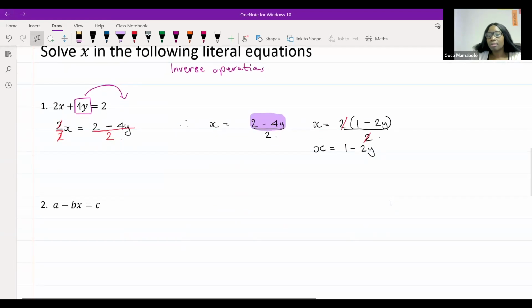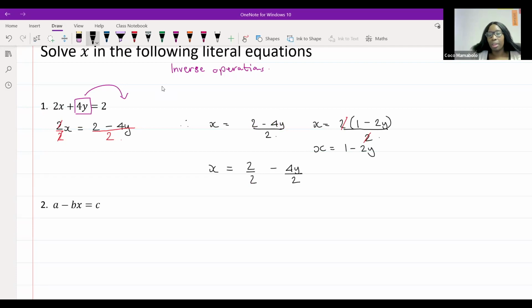Since we said that a negative sign and a positive sign separates the terms, I thought that 2 minus 4y was like 2 terms. Yes, it could. So you'll see how we'd end up with the same answer here. I can actually do this. I can go x is equal to 2 over 2 minus 4y over 2.